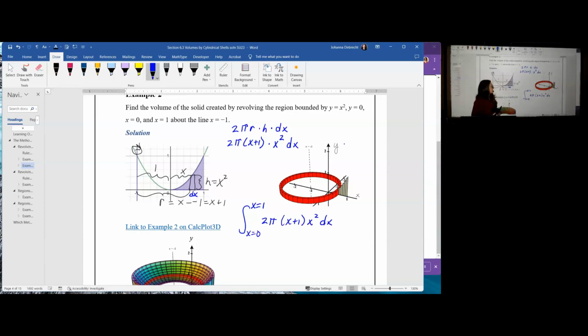In order to integrate, you're going to have to multiply this out and then integrate using the normal rules for integration. I would factor the 2 pi out as a constant factor and leave it on the front while you deal with the integrand. Go ahead and pause the video now to work this one out.